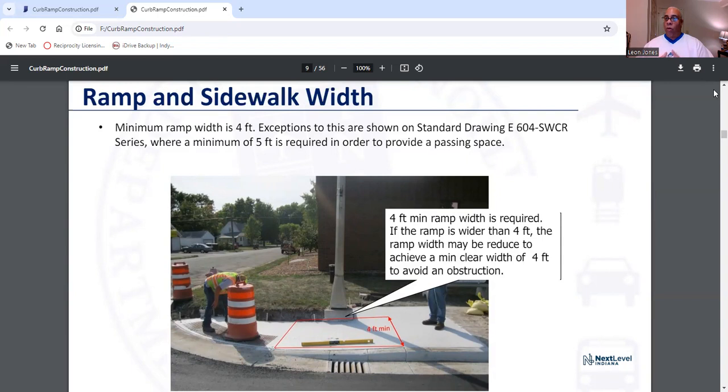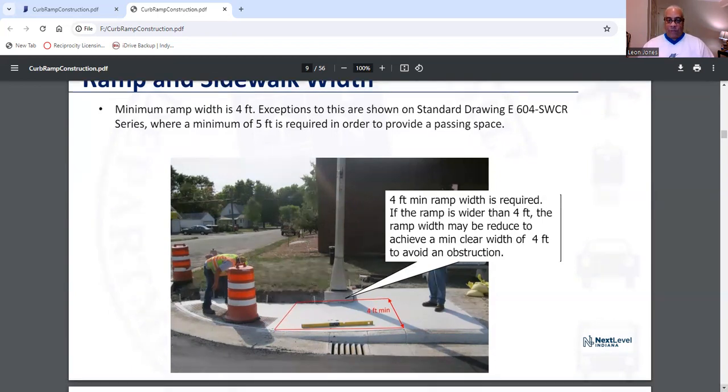Now, of course, I'm doing all this via NDOT. Now, a 4-foot minimum ramp width is required. So if the ramp is wider than 4 feet, the ramp width may be reduced to achieve a minimum clear width of 4 feet to avoid an obstruction.